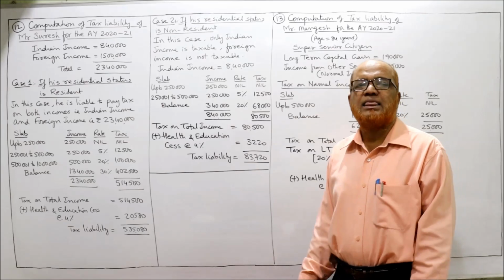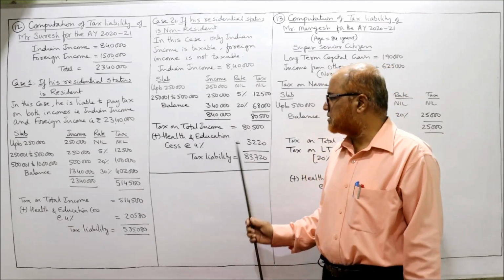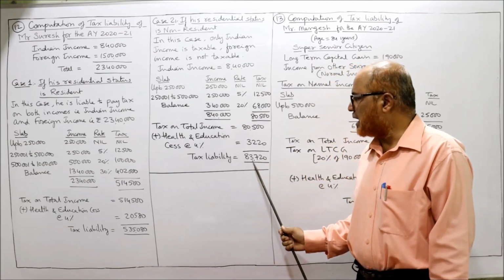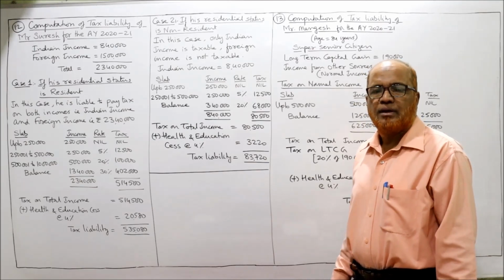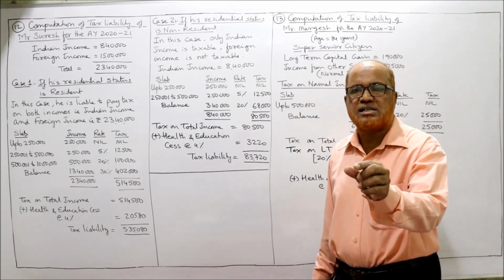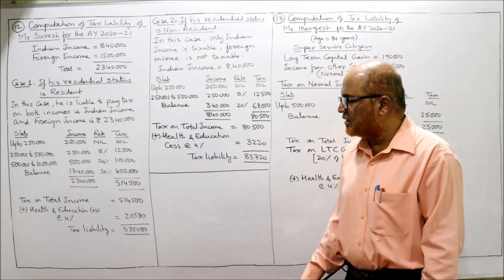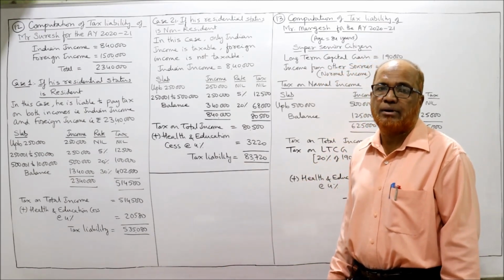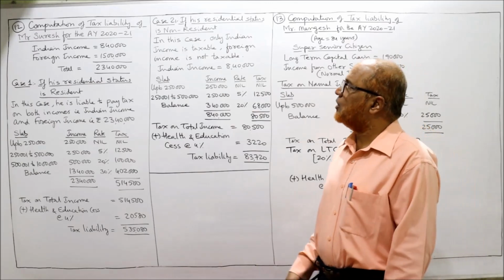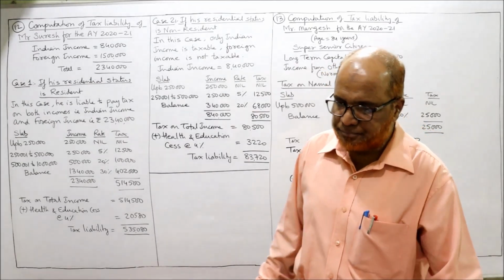To this we add health and education cess 4%, 3,220. Tax liability 83,720. This will be the case if his residential status is non-resident. If he is resident, 5 lakh 35,080 will be the tax liability. That's it. This is the end of problem number 12.